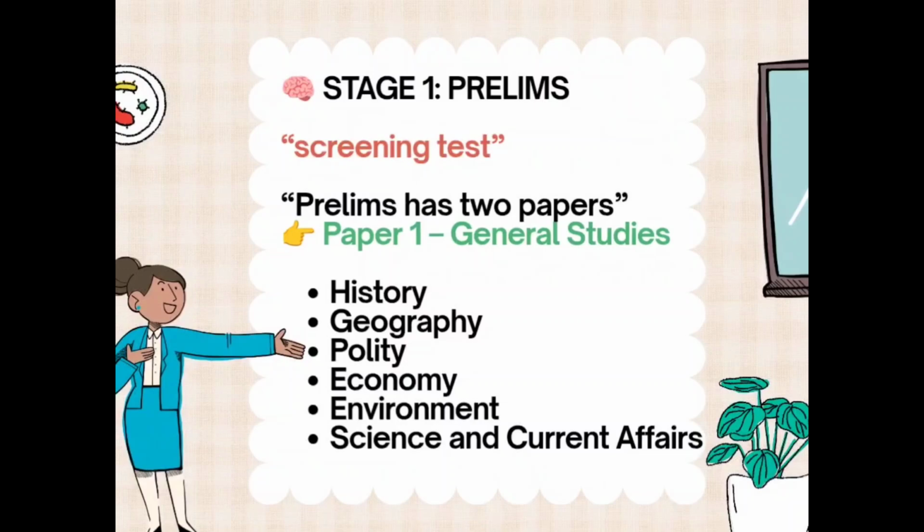Very simple to understand. History tells you about the past. Geography explains the world. Polity shows how India is governed. Economy explains how money works. Environment is about nature. And science is about new developments. Current affairs connects everything together.